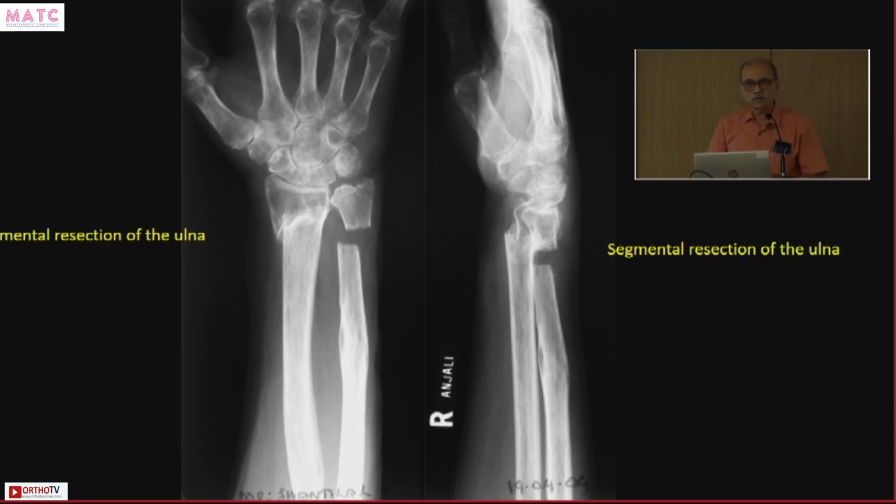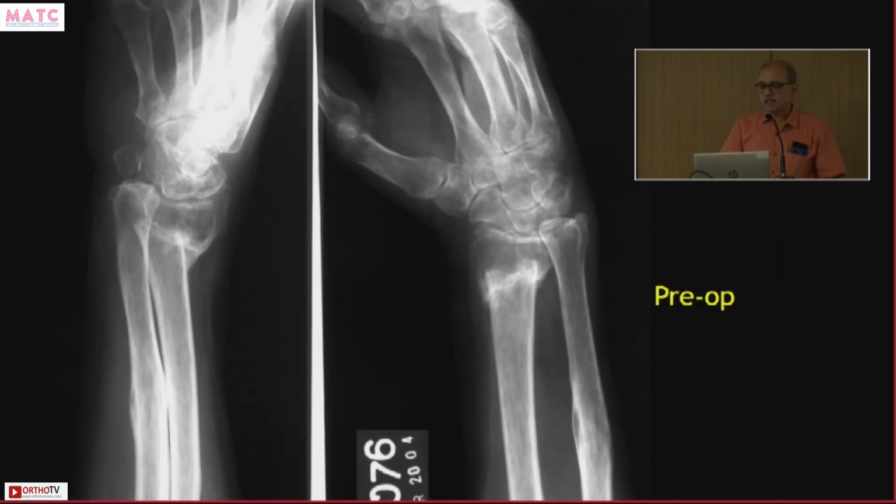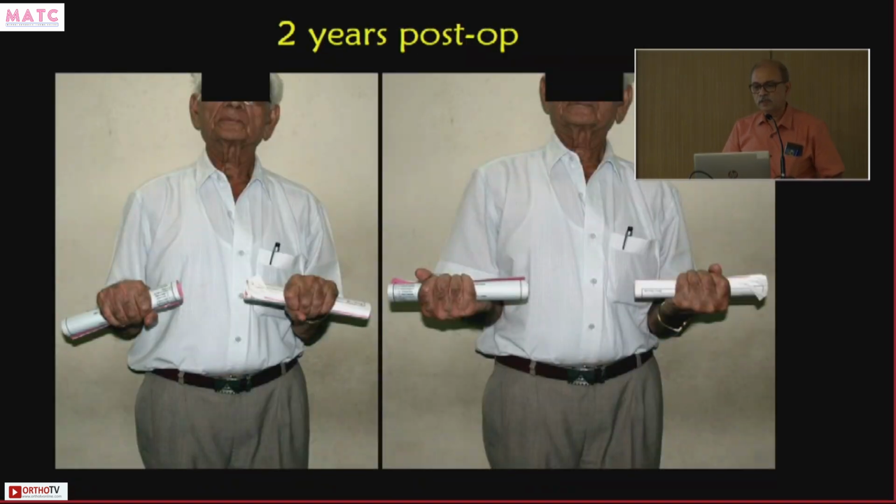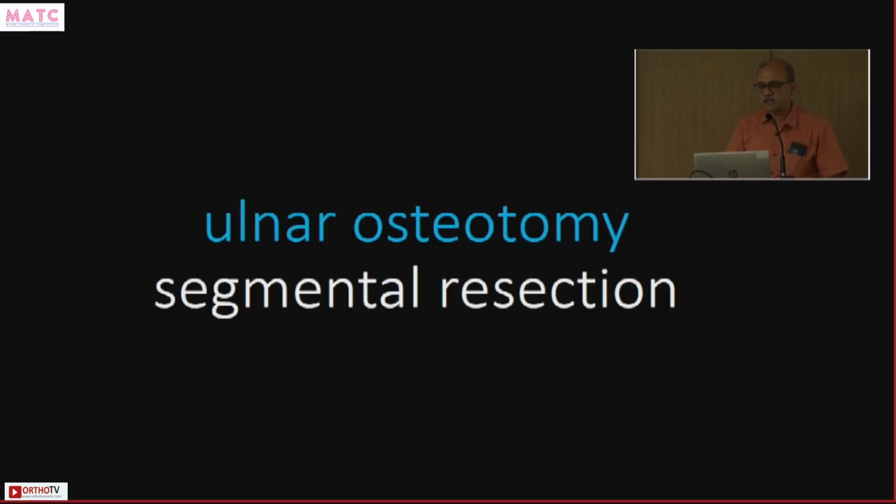Don't try to put in a screw or K-wire across the DIP joint. It is too much of an effort. This is a very simple surgery, and this is the pre-op. That is the 1 year post-op. The patient has got full range of motions. He is not bothered about the wrist deformity. His hand function is normal, and this is 2 years post-op.